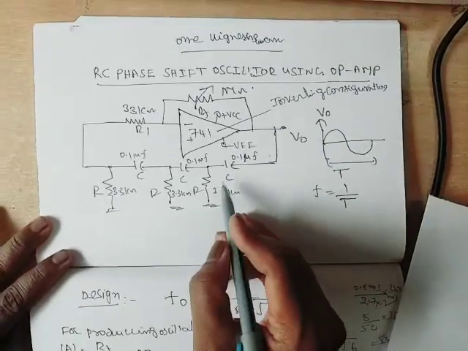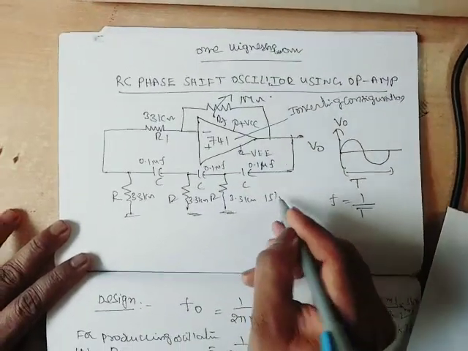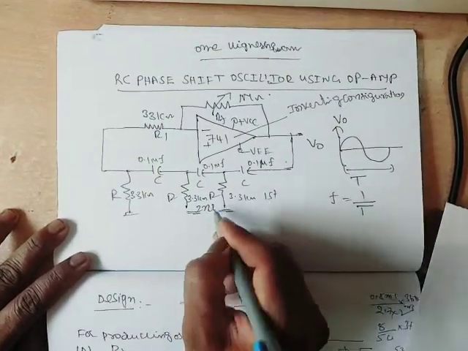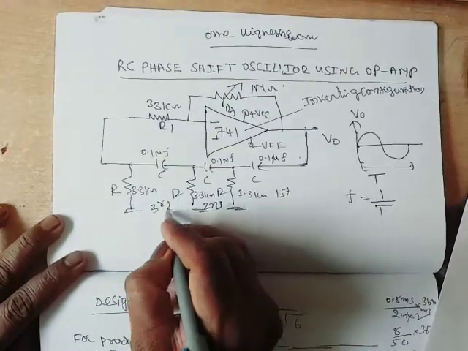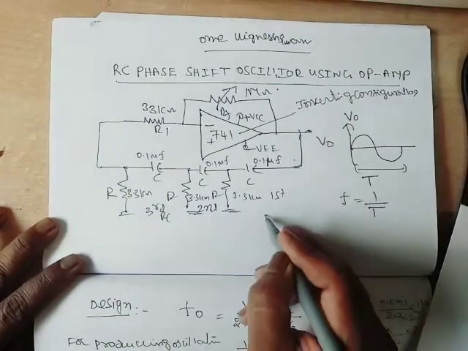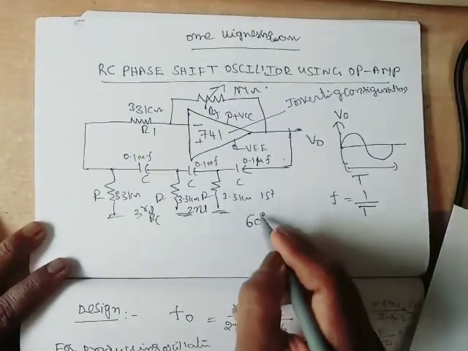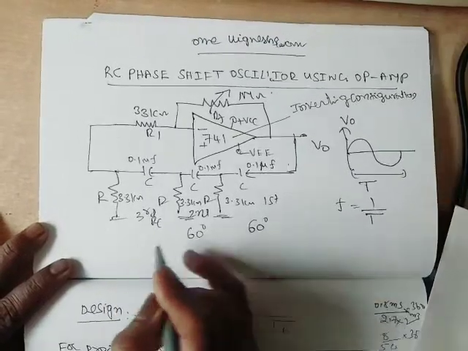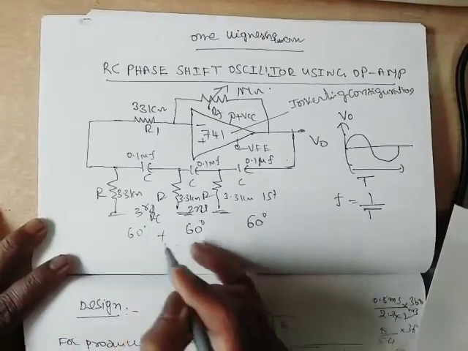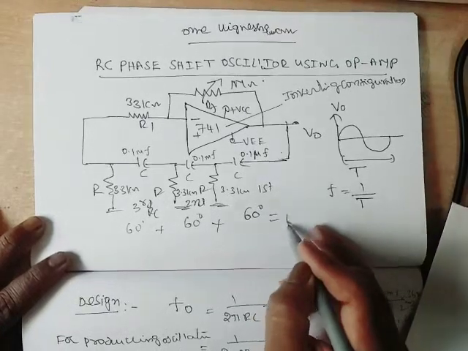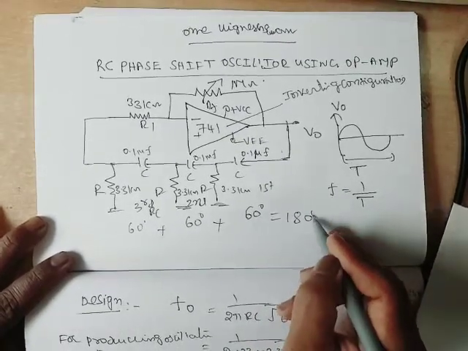Here 3 RC sections are there. First RC section, second RC section, third RC section. Each RC section introduces 60 degrees phase shift. This one is 60, this one is 60. Total phase shift is equal to 180 degrees.